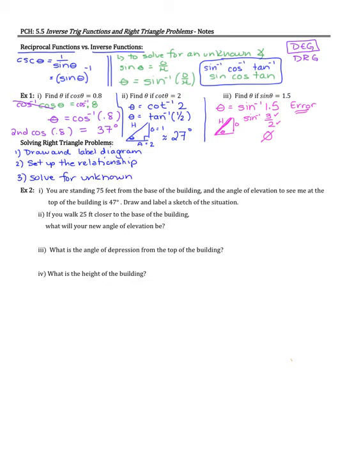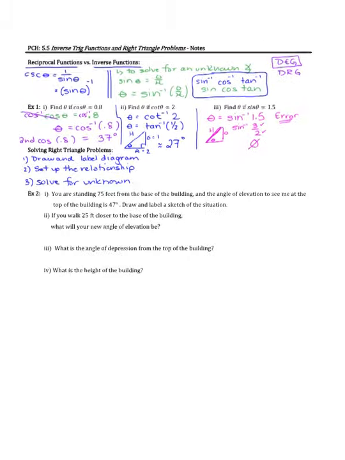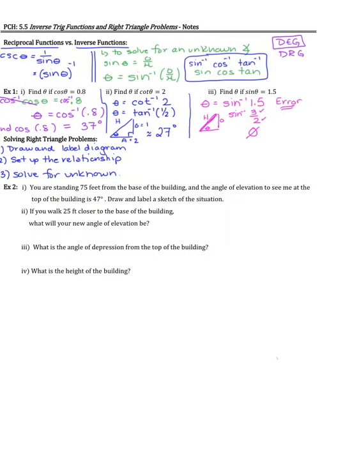Let's do a problem, see how this would work out. Okay, you are standing 75 feet from the base of a building, and the angle of elevation to see me at the top of the building is 47 degrees. All right, so we know there's a building involved.